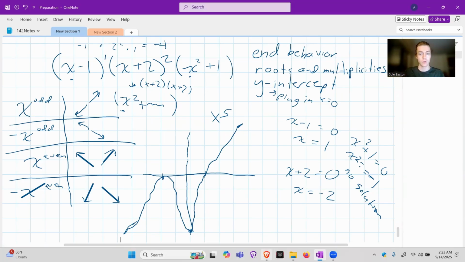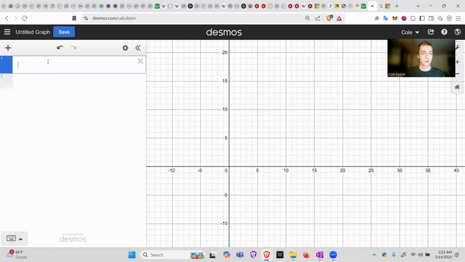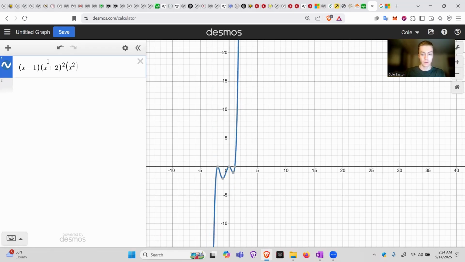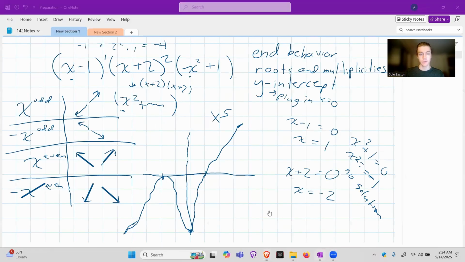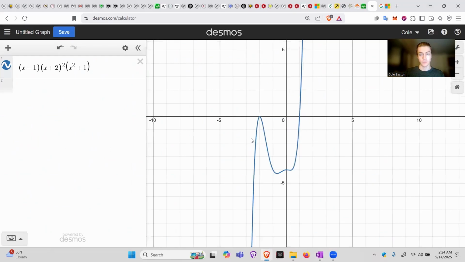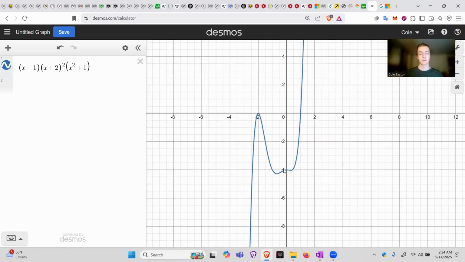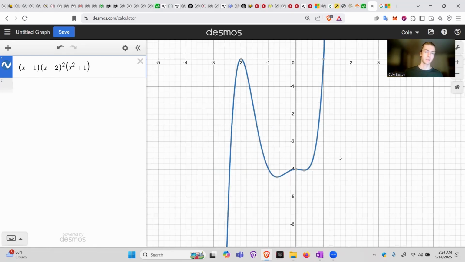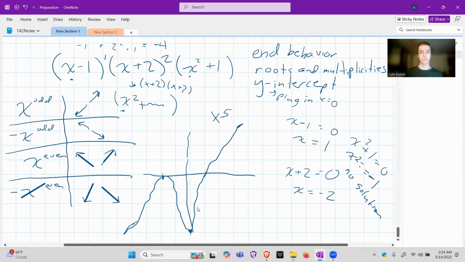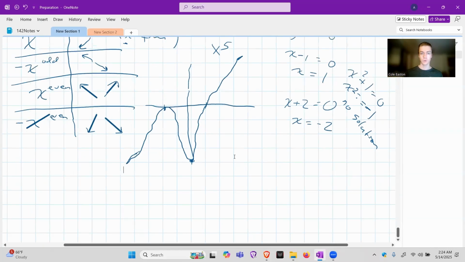And let's see how good we did. So we're going to go x minus 1, x plus 2 squared, and then the last one was x squared plus 1. Let's see. Okay, so not too bad. Not too bad, right? So we hit this point, we went through this point, we got those end behaviors right, we have this y-intercept. Kind of some of this weirdness we weren't going to be able to predict, but that's okay. Our sketch is fine for this graph. We captured kind of the key features that we wanted to.